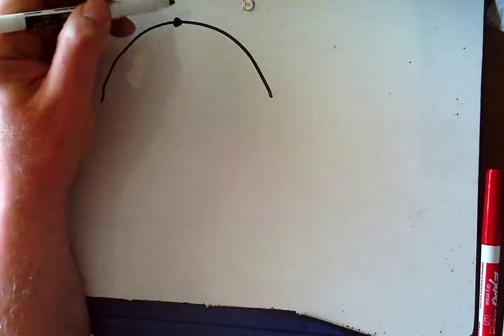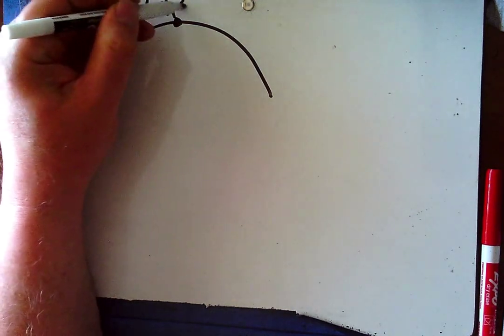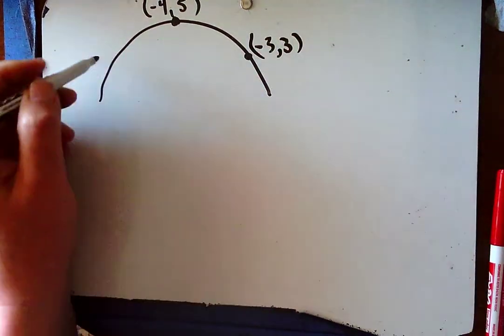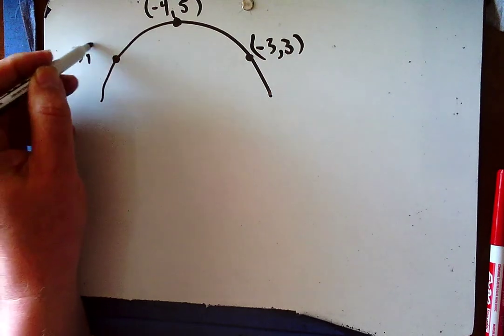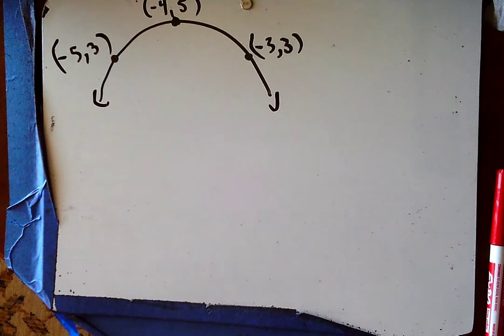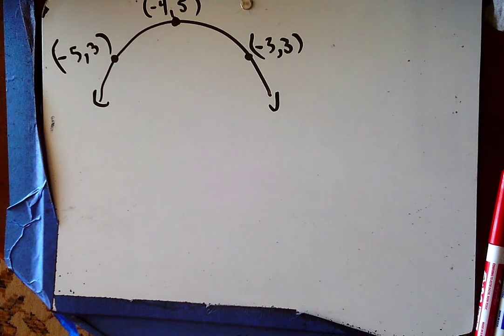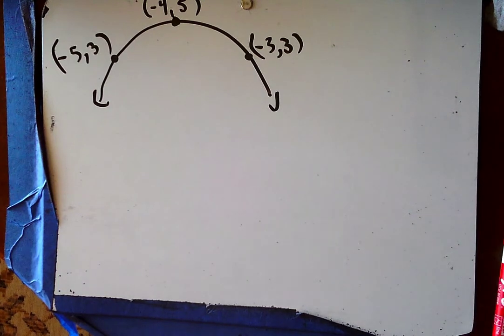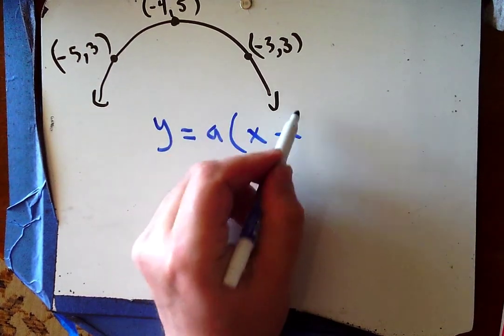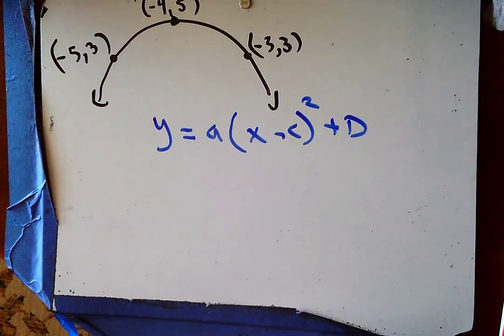How about this one? What family of curves does this belong to? Negative 4, 5, negative 3, 3, and negative 5, 3. Okay. What do you think? What family of curves is this? Is this absolute value? Is this a linear function? Is this cube root? No, it's a parabola. So let's start off with y equals a, x minus c, squared, plus d.